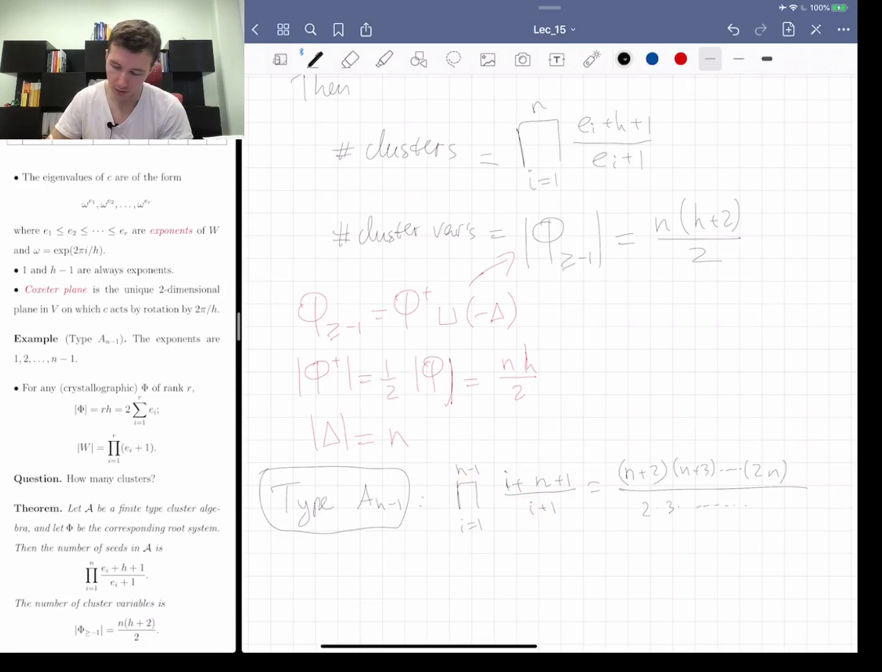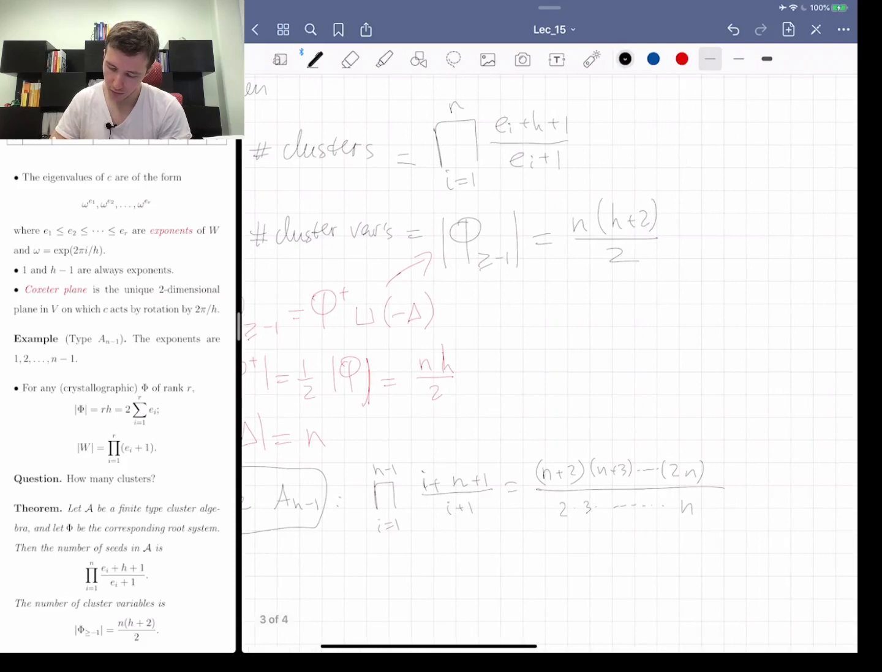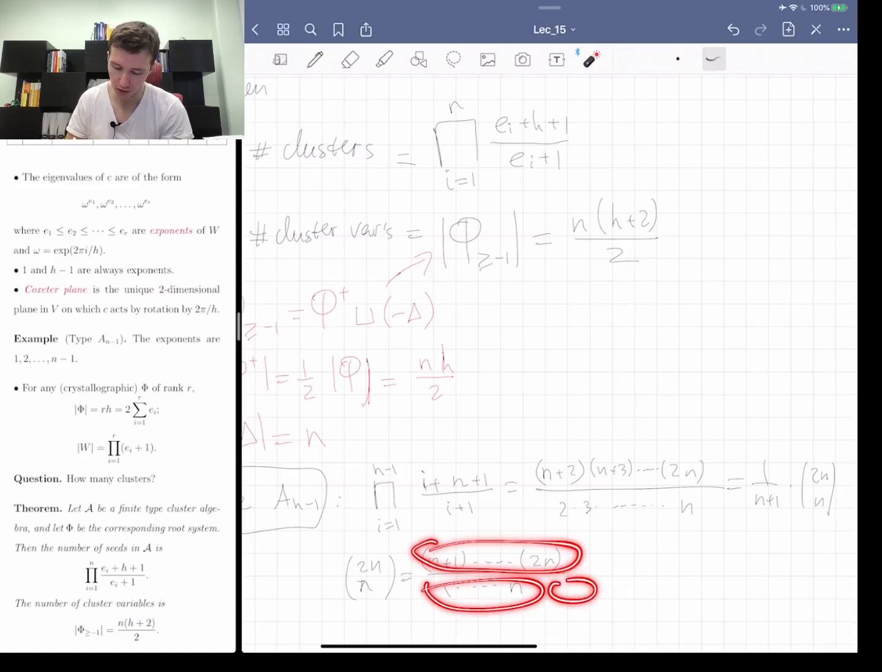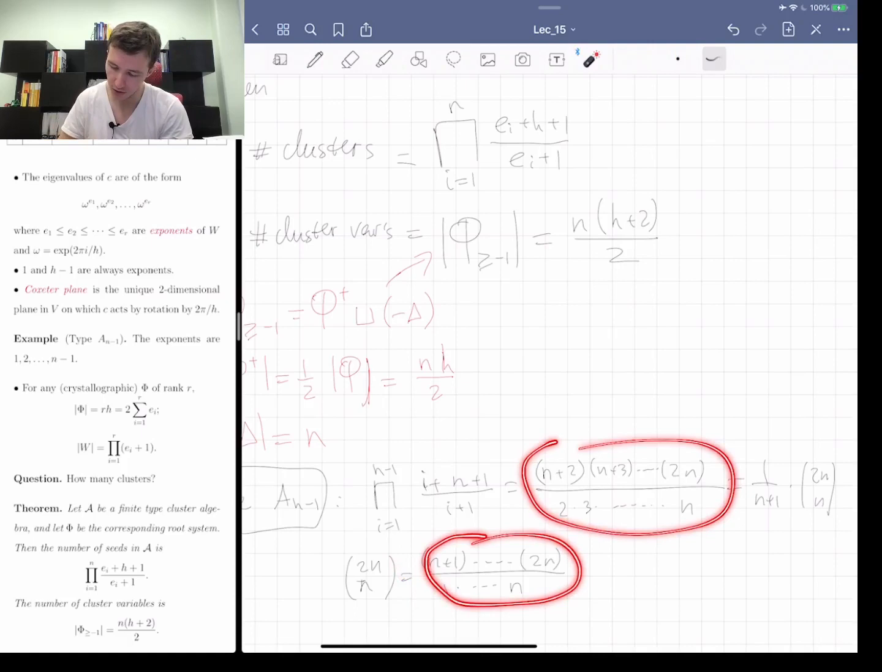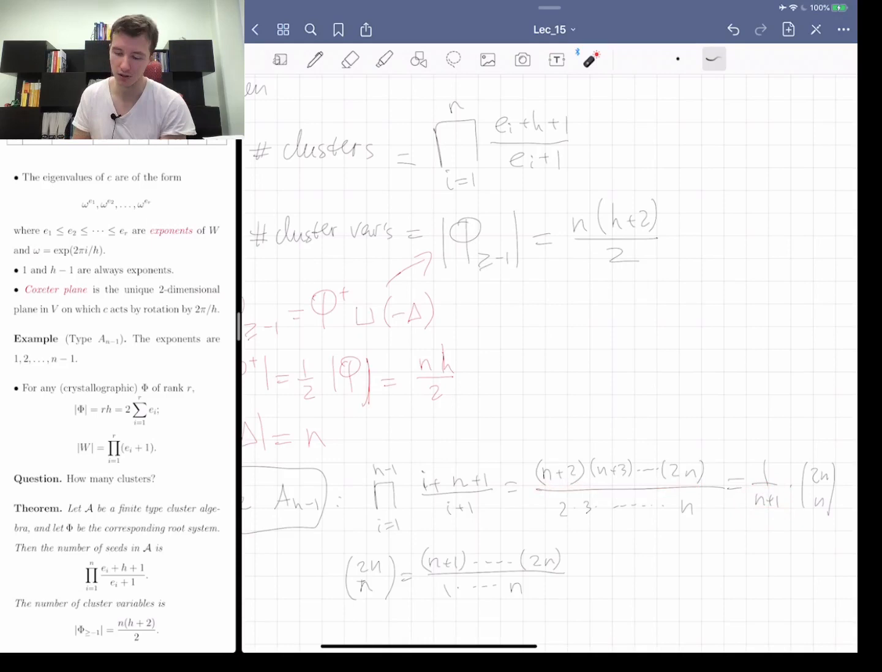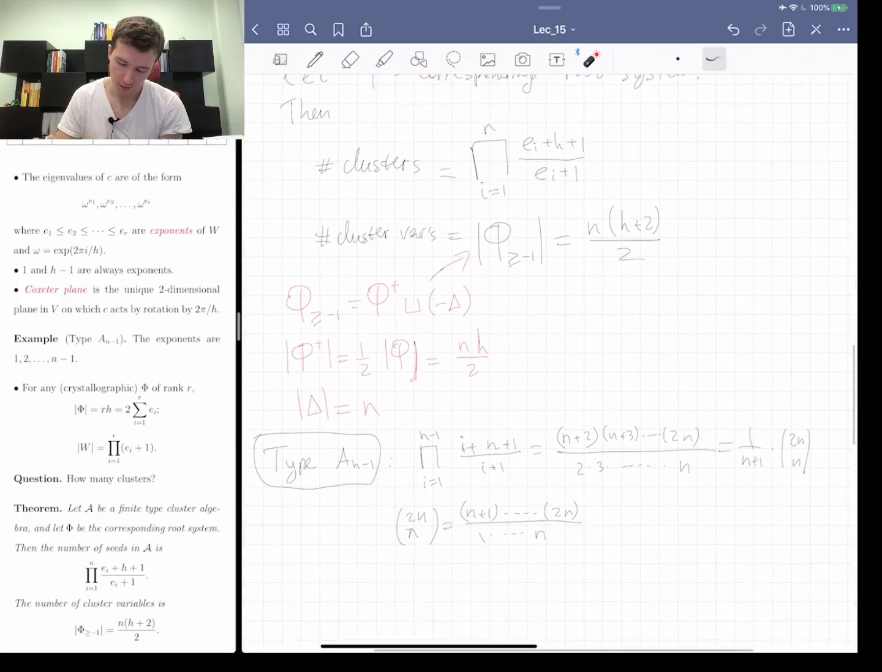And indeed, this is 1 over n plus 1 times 2n choose n, right? Because 2n choose n is what? It is the product from n plus 1 to 2n divided by 1, 2, 3 up to n, just 2n factorial divided by n factorial and n factorial. So the first n factorial cancels out with the denominator. And then this is almost the same formula as here, except that you divide additionally by n plus 1. So this product in the numerator starts from n plus 2. Okay. So this is exactly Catalan numbers, this product in type A_{n-1}.